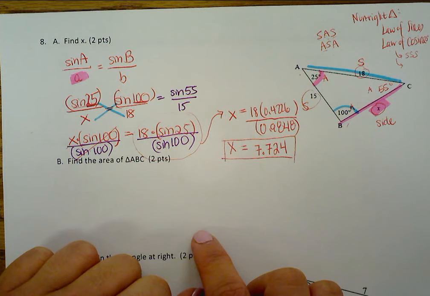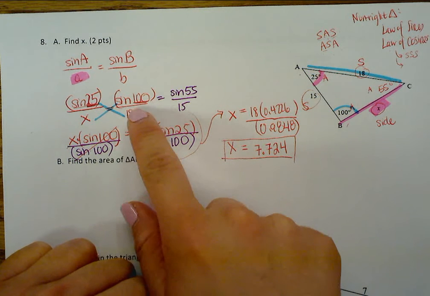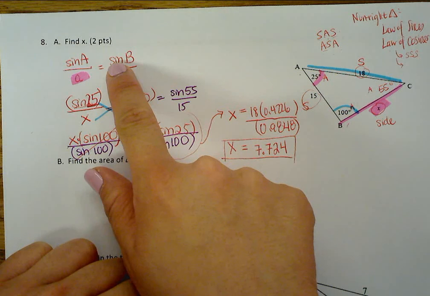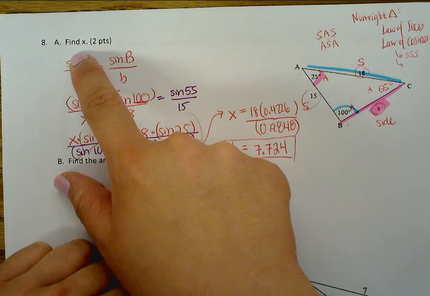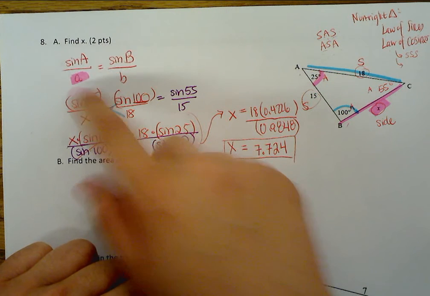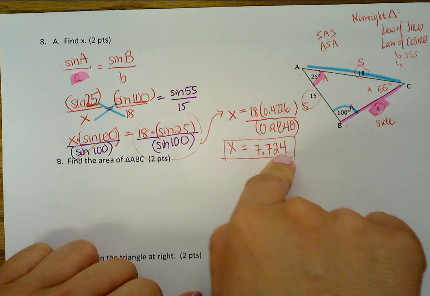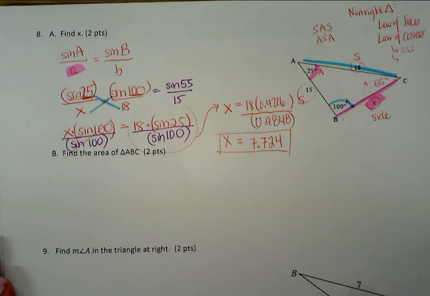So make sure when you're doing this problem, first you know how to set up the problem. You need to know what the capital A stands for, what the little a stands for, where the angles go, where the sides go. Make sure you cross multiply properly. And make sure you know how to use the calculator.